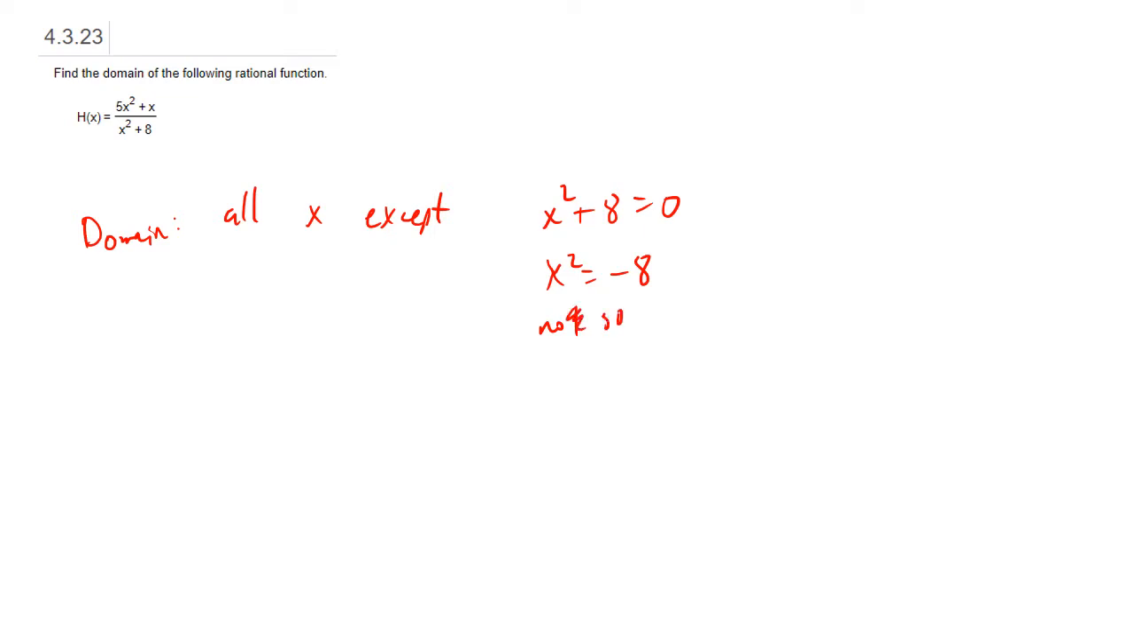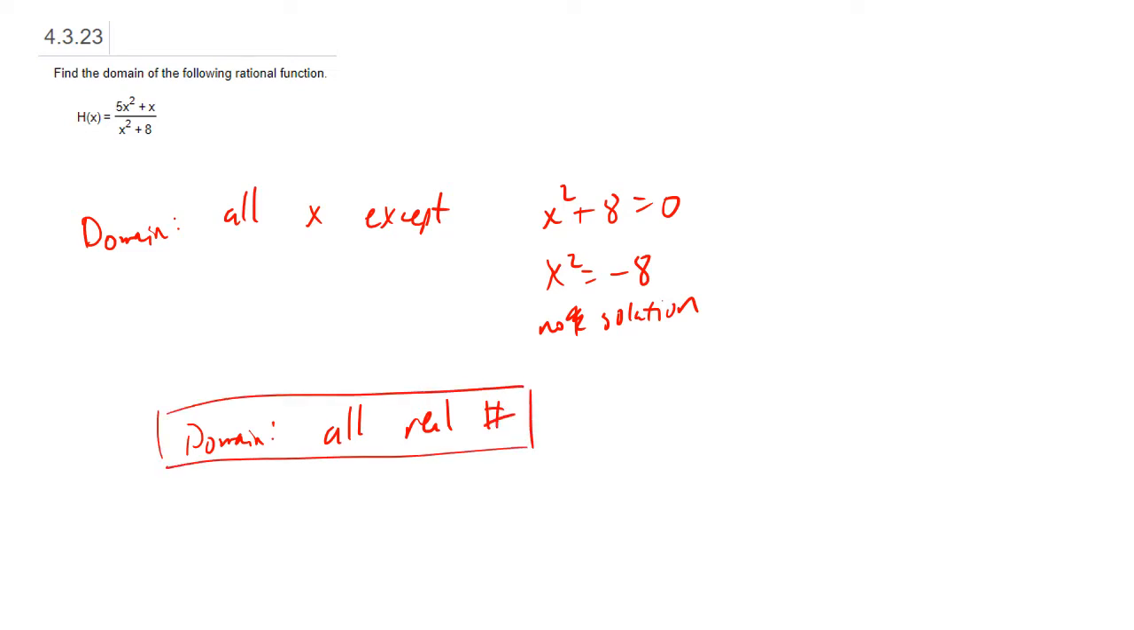Next up, find the domain of this rational function. So again, we have a polynomial divided by a polynomial, which means the domain is all x except where the denominator is 0. In this case, we would have x squared equals negative 8, which has no solutions. You cannot have a square be negative 8, which means the domain is all real numbers. Because there are no real x's for which the denominator will be 0, the domain is all numbers.